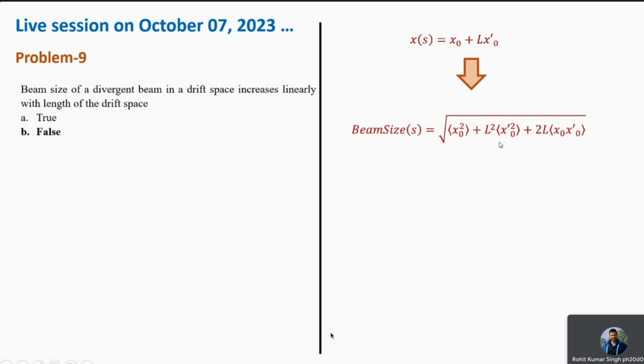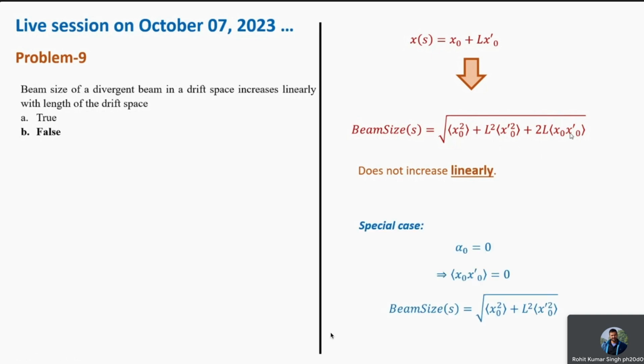In certain cases, when you have initial alpha 0, meaning a beam waist is there or maximum beam size is there, then the correlated term of x0 and x0 prime at that location will be 0. In that special case, your beam size will be just a simple expression of x0 square plus L square x0 prime square. Still, you cannot say it is linear. It is parabolic.